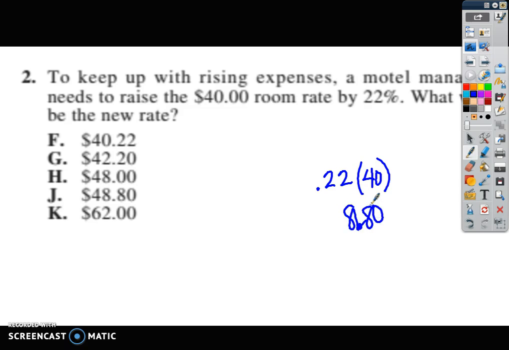Okay, forgive my board, it connects things. So if I get 880 for 22%, it won't know the total new rate. So I've got to add that on to the original 40. And that's going to give me 4880, which is J.